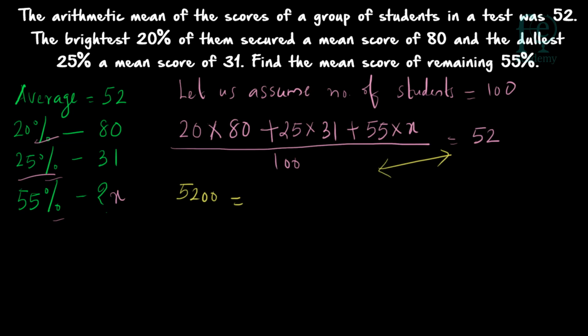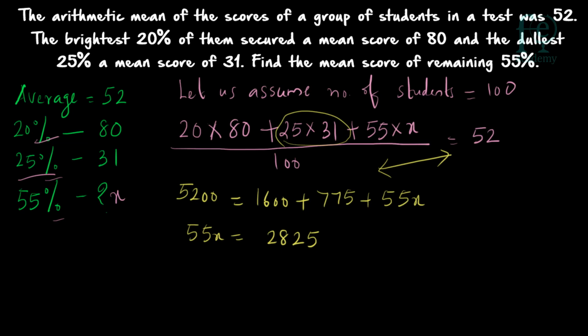So what we'll be getting? 52 into 100 will be equal to 5200, which equals 1600 plus 25 into 31, which is 775, plus 55x. So from that, 55x will be equal to 5200 minus 1600 minus 775, which is 2825. So x will be equal to 2825 divided by 55, which gives us 51.4. So it will be 51.4%. Our answer will also be in percentage only. So the mean score will be 51.4%. When the number of students is 100, the average of the remaining 55 students will be 51.4. So we have to write it as 51.4%.